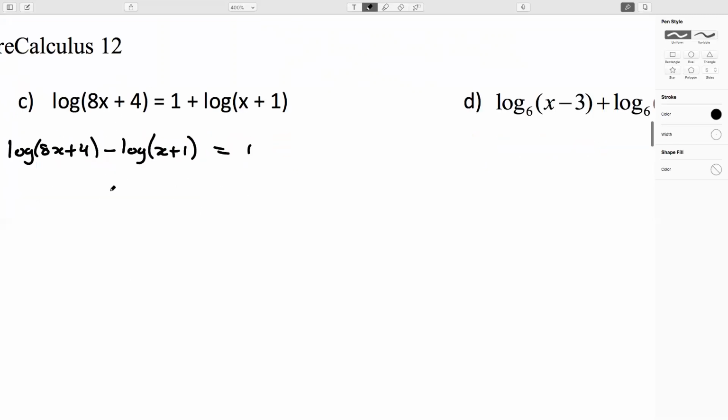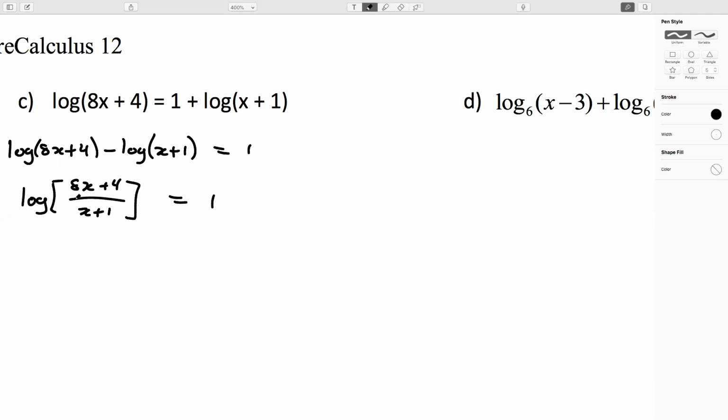Now I can join these together using the log law. So if we're subtracting, this just becomes a denominator. So I can write this now as log of (8x plus 4) divided by (x plus 1) equals 1. And now I need to try and see if I can cancel out any terms. It doesn't look to me like it's going to work. If this was 4x plus 4, I could pull a 4 out and cancel out x plus 1. Unfortunately, I can't do anything.